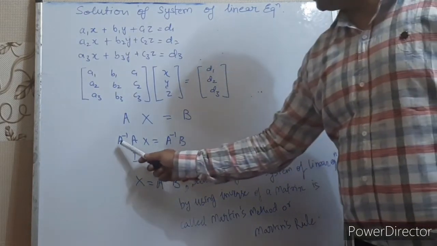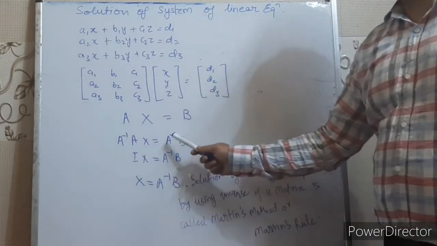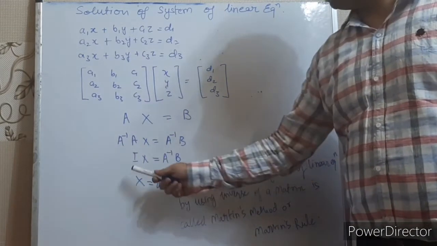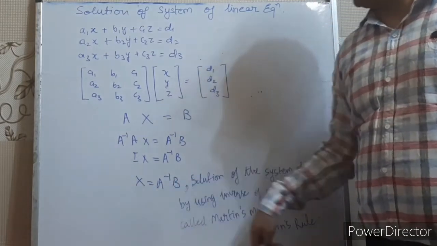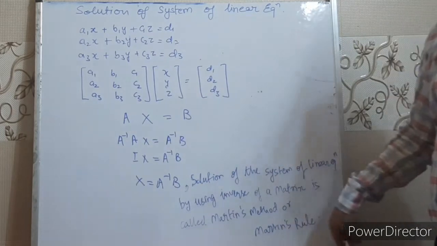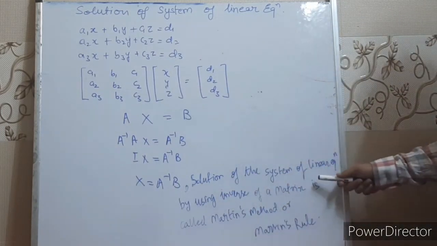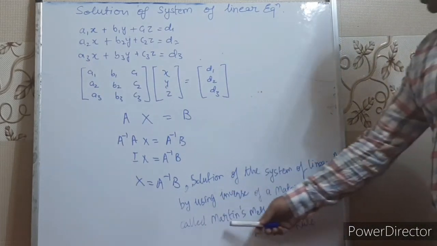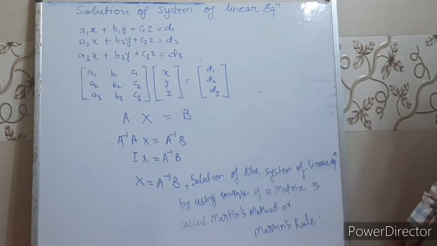Okay? When we multiply A inverse from the left-hand side, we'll get A inverse A into X equals A inverse B. We know that, children, A inverse into A equals the identity matrix. Now, the identity matrix into X is equal to the X matrix. So the value of the X matrix will be A inverse into B matrix. So from here we can say that the solution of the system of linear equations by using the inverse of the matrix is called Martin's method or Martin's rule. Right, children? Please note down.